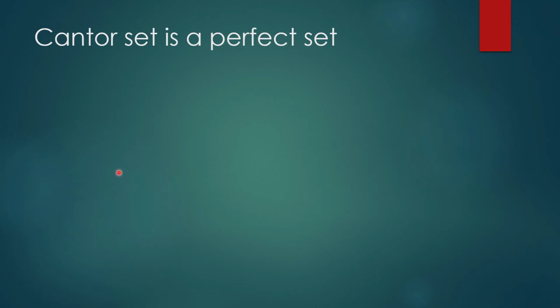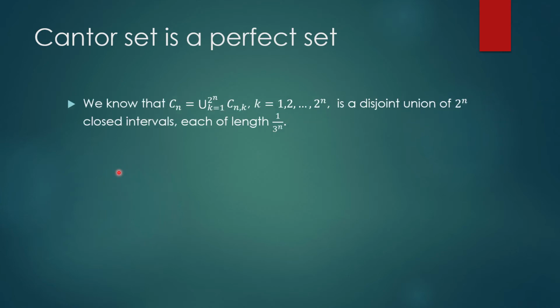What we have to do is take a point from the Cantor set, and then show that that point is a limit point of the Cantor set itself. In other words, we should be able to find a sequence of points in the Cantor set that is converging to that point. So that is what we are going to use here.